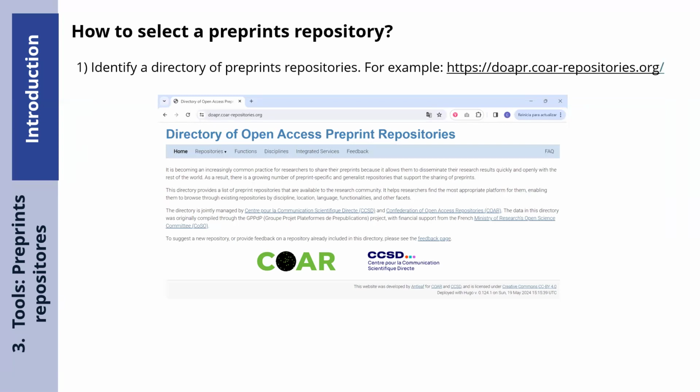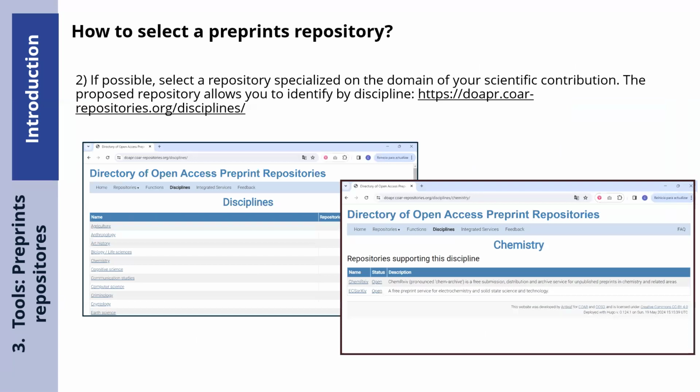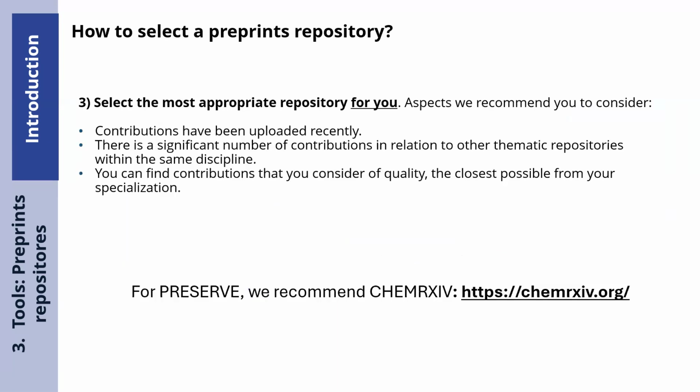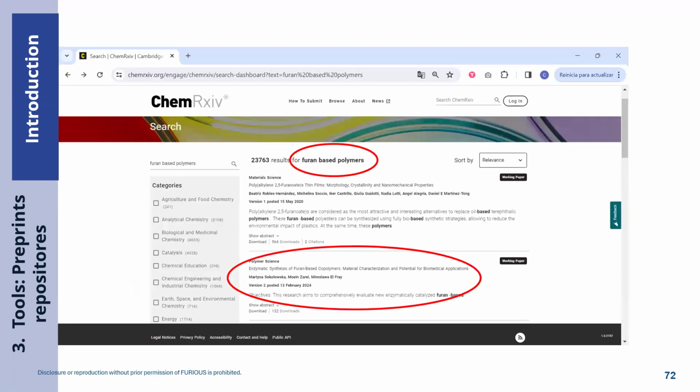You can select many preprints repositories. I recommend you go to different directories of repositories. Here I recommend one. You will be able to check it in the presentation that will be made available, okay? And select the most appropriate repository for you based on the thematic field, okay? In the case of Preserve, I recommend ChemRxiv, which you have the link here, okay?